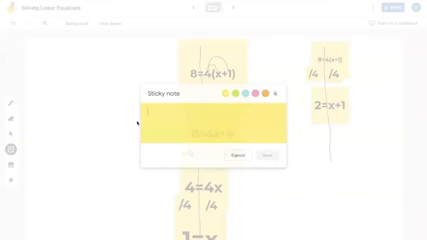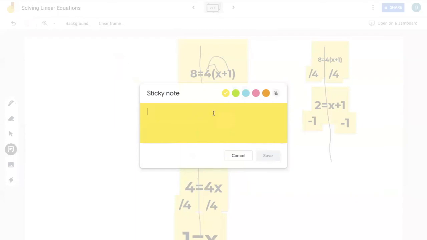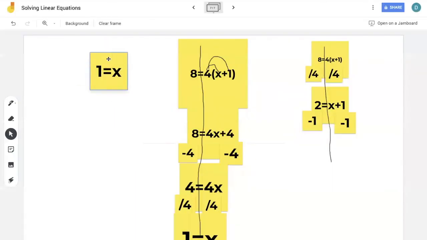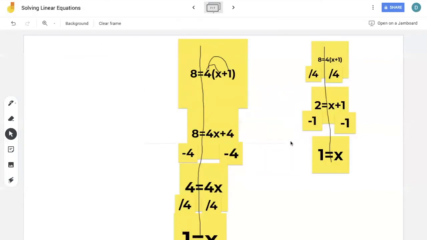So now we can subtract 1 from each side. And we can see that the answer is going to be 1 again. Because 2 minus 1 is 1. So 1 equals x. And it's the exact same thing. So you can do whichever method works best for you, but the point is there's not always one way to do this. So yeah, this is solving linear equations.